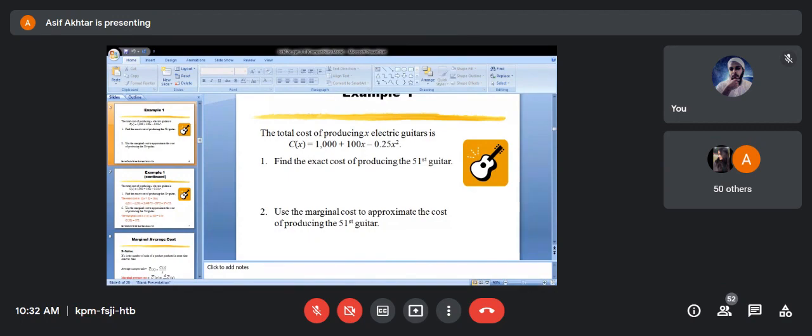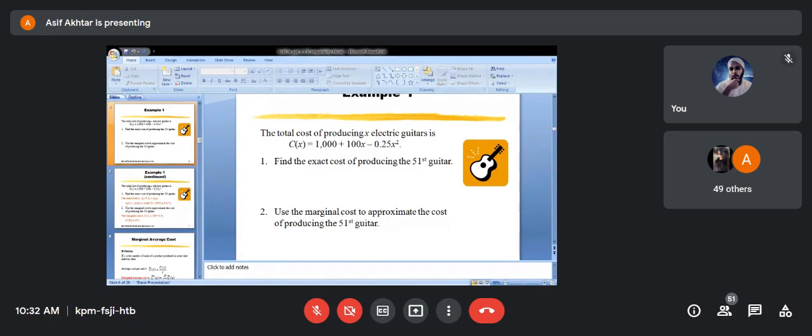C(x) is equal to 1000 plus 100x minus 0.25x square. This is a cost function. What do we want to calculate? Now come to the question. The cost of producing the 51st guitar. What is the cost?